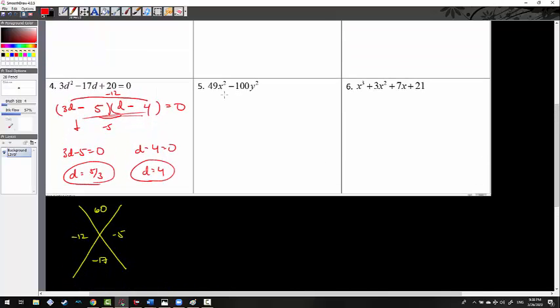Number 5, pretty simple, difference of squares. So 7x minus 10y, and then 7x plus 10y, and that's all you need to do.